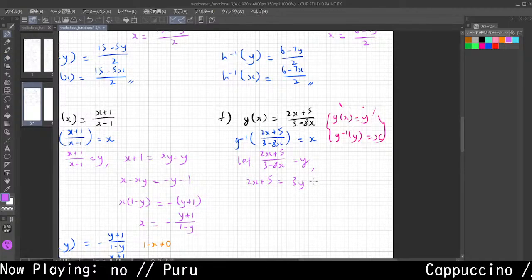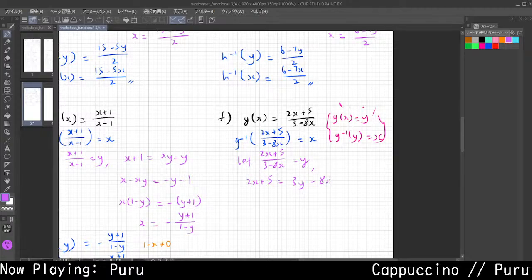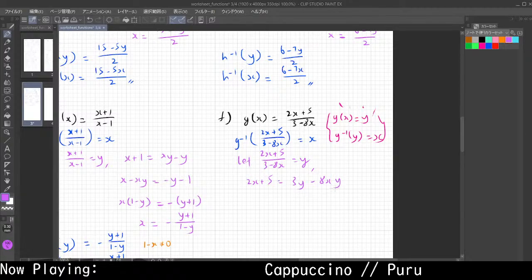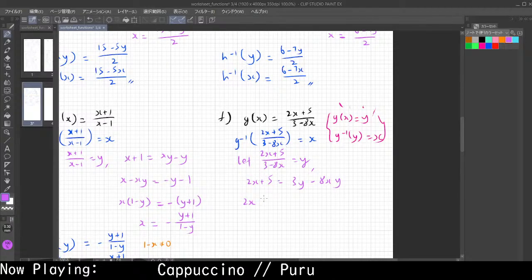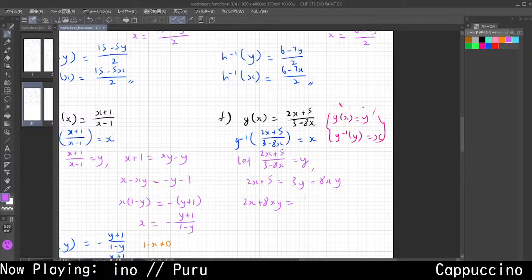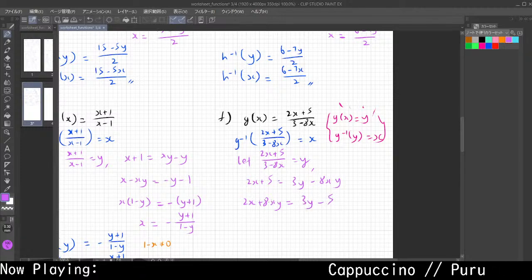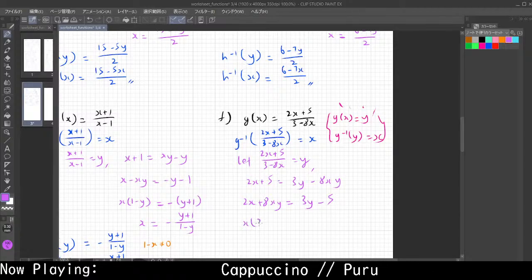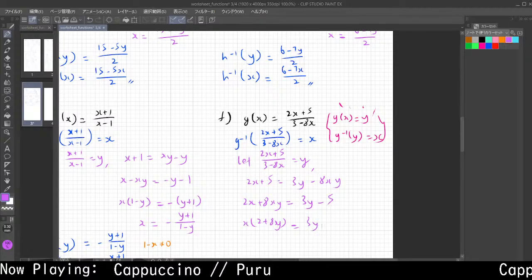3 times y, 3y minus ax plus y minus axy. Just put side by side. Then terms with x on one side, 2x negative become positive plus axy. Terms without x on the other side, 3y minus y. x you can factorize out. You get (2 plus 8y) times x equals 3y minus 5.